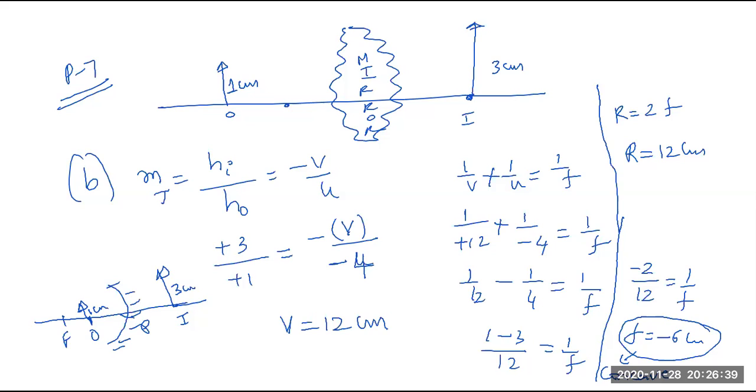Okay, next let us go for P8. So this is the matrix type. In the first matrix, column 1 indicates the position of the object, and column 2 the magnification.